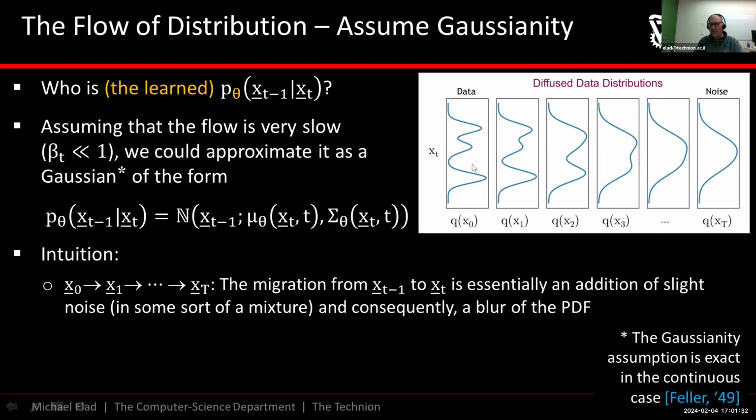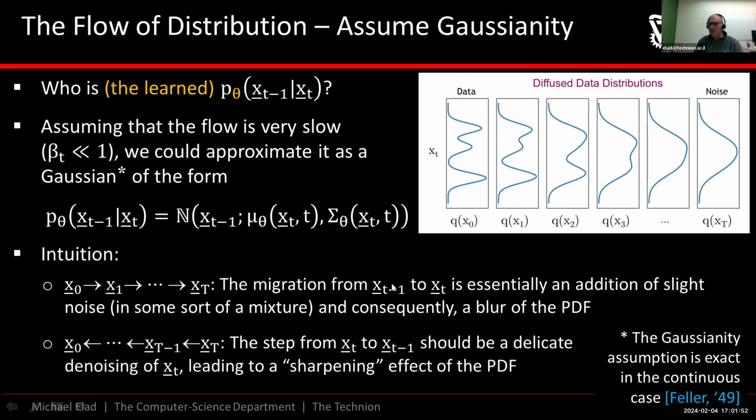In the forward path, we migrated from a clean image x0 to x1 to x2 all the way to x1000, x capital T. And in this migration, we added slight noise every time with a mixture. And in terms of the PDF, the probability density function, we kept losing details. We blurred the PDF. In the reverse, we will do exactly the opposite. We will have some sort of denoising. It has to be a denoising. And it will have some sort of a sharpening effect. We will sharpen this function gradually as we make our way back to x0.